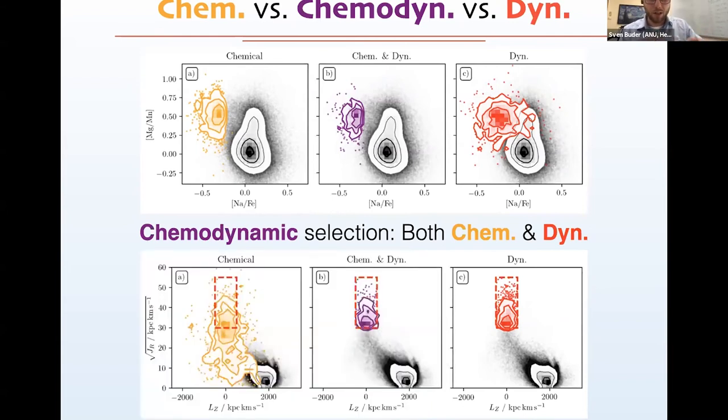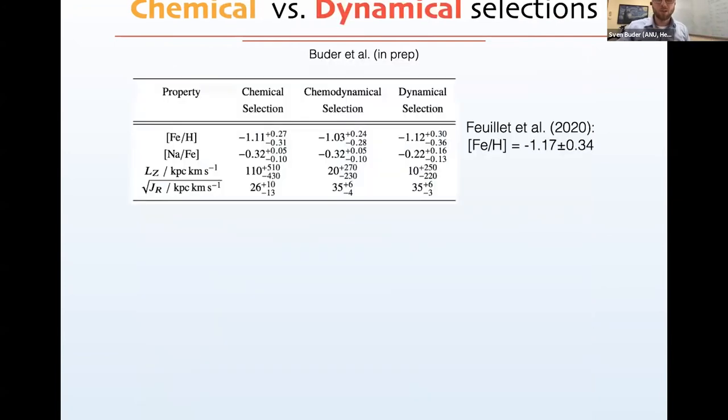And then the really interesting part is the bottom left, where I'm showing you the angular momentum and radial action. And you see that the clean selection box dynamically is the red box, but our chemically selected stars are going far outside of this box. So what does this mean?